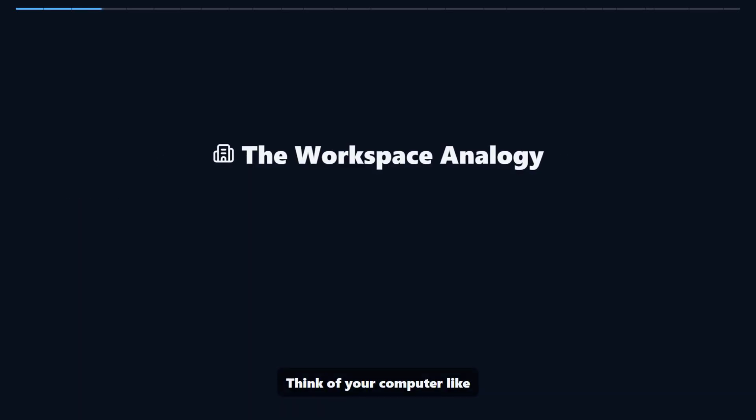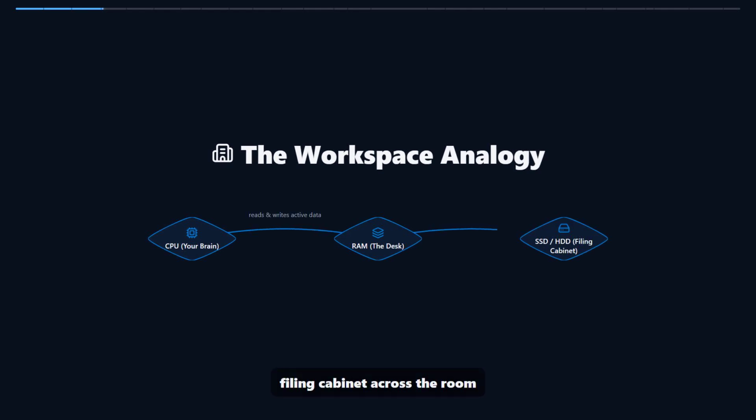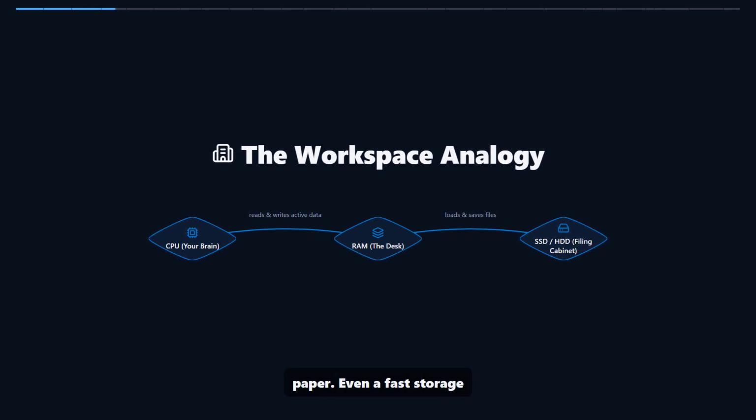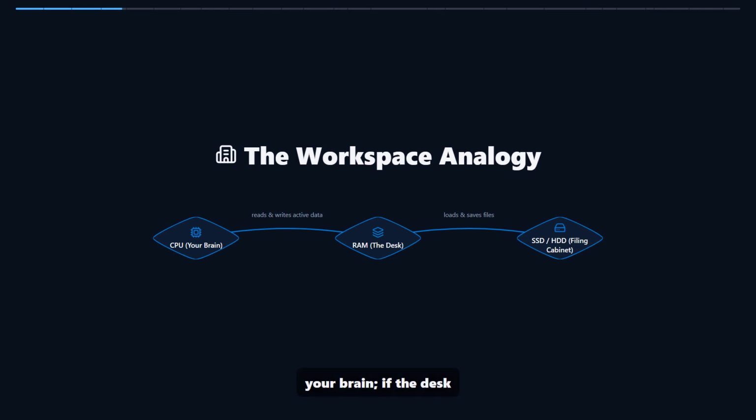Think of your computer like you at a desk. The filing cabinet across the room is your SSD or hard drive, big and slow. RAM is the desk itself. Whatever you're working on right now, you spread out on the desk so you don't have to walk over every time you need a scrap of paper. Even a fast storage drive is orders of magnitude slower than RAM, so the less you walk, the faster you finish. The CPU is your brain. If the desk is too small, you spend more time walking than thinking.